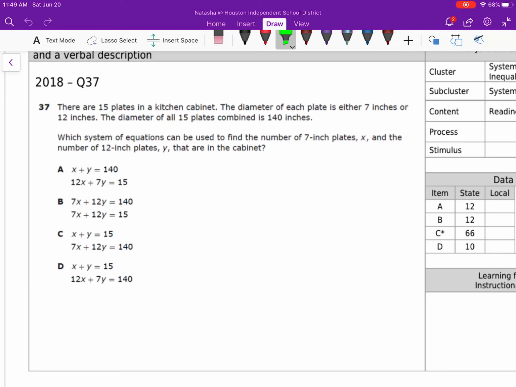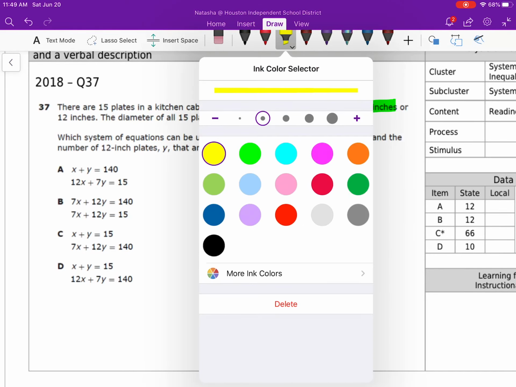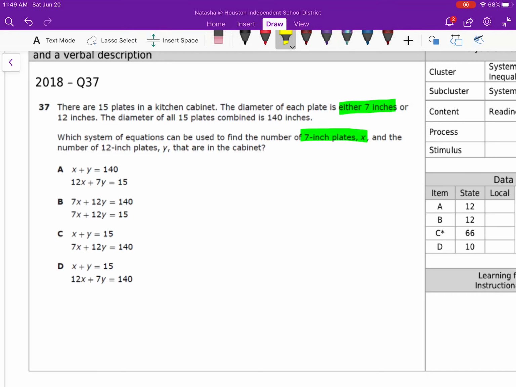Okay, and then the second one says, which system of equations can be used to find the number of 7-inch plates, x, so either 7 inches, and then it says, and the number of 12-inch plates, that's y, there are in the cabinet. Okay. So we know the total combined is 140 inches, and there are 15 plates.